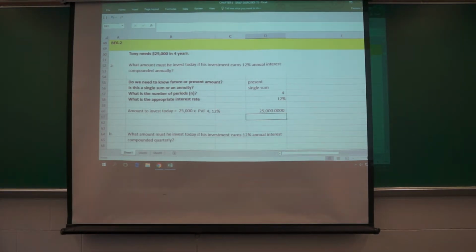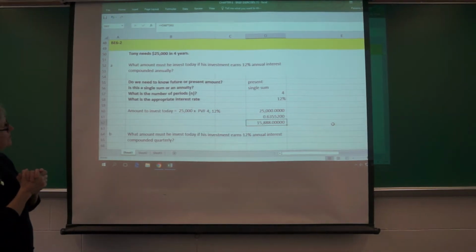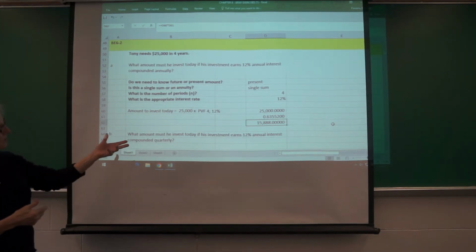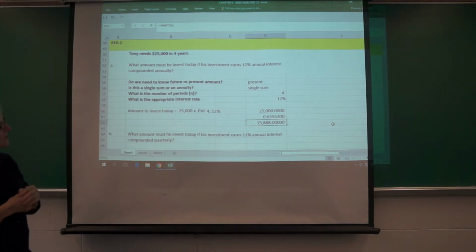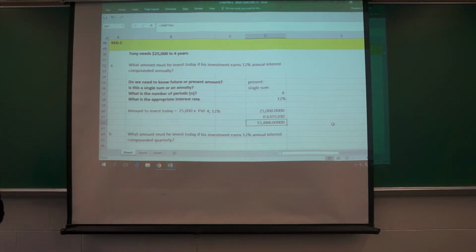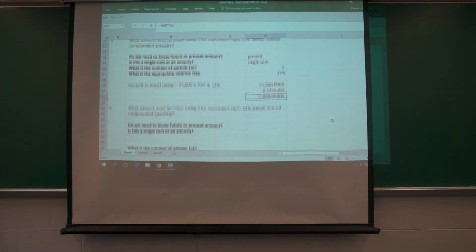Okay, so we go look up the factor and you get 0.63552, okay? You multiply them out, so you get the 25,000 times your factor, and you get 15,888. And then you say, okay, does this make sense? We need 25,000 in 4 years. Does it make sense that we would have to deposit about 15,888 to get there? And yeah, that probably is a sensible answer, okay? It's really important to do that with these problems because otherwise you can go way off the rails on them.